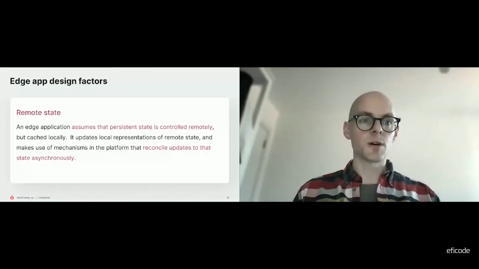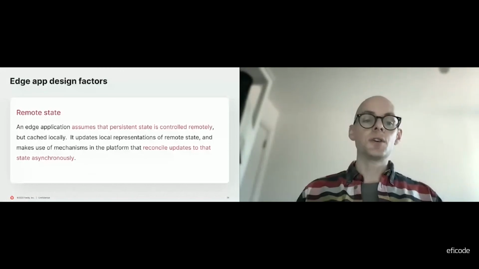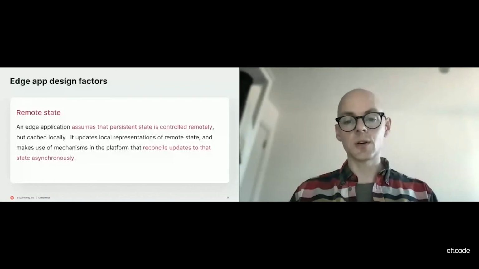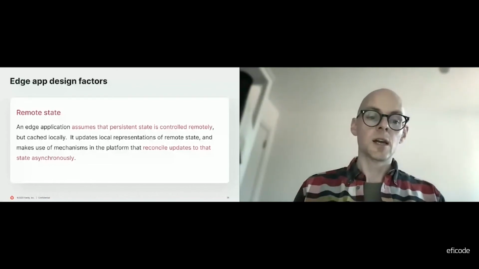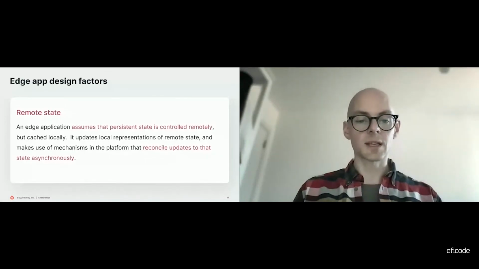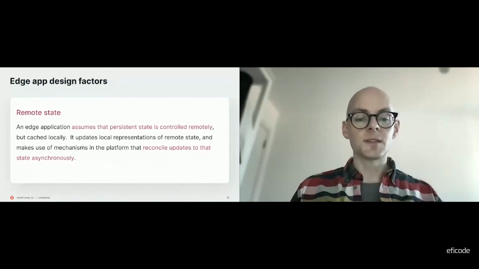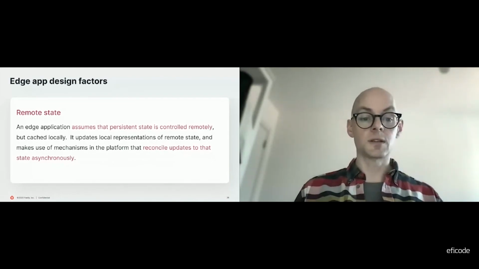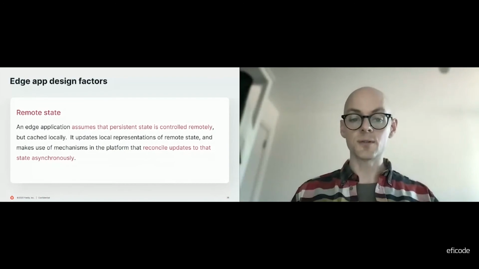The first one is remote state. An edge application assumes that its persistent state is controlled remotely but cached locally. It updates local representations of that state and makes use of mechanisms in the platform that reconcile updates to that state asynchronously. And to me, it's that mechanisms in the platform thing which is critical. It's the fact that you don't necessarily have to figure out how to do this yourself.